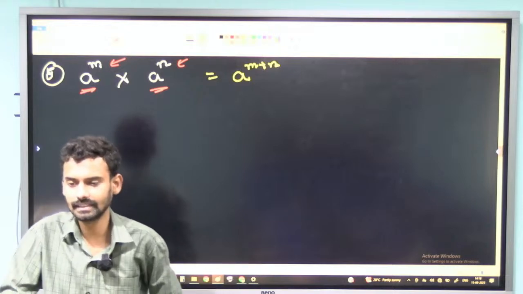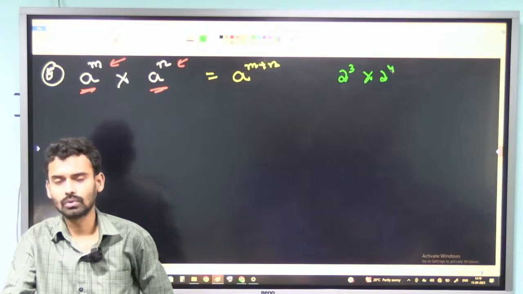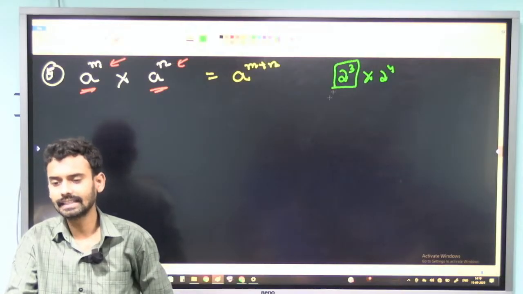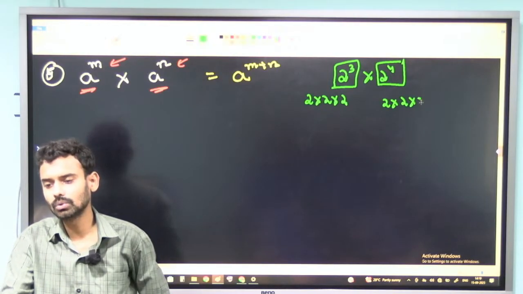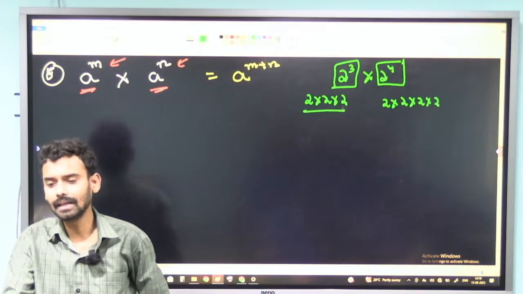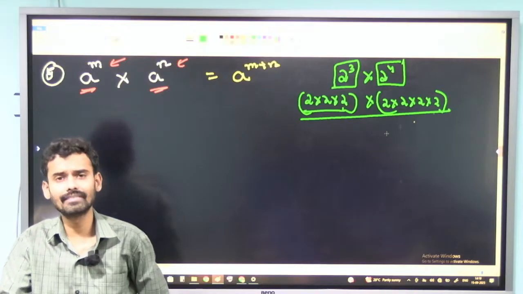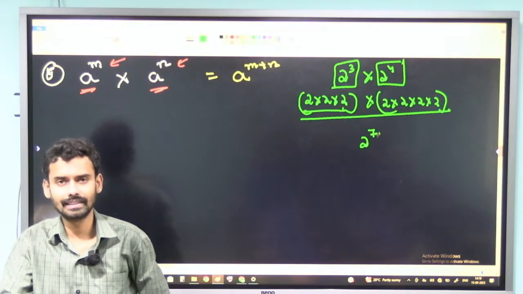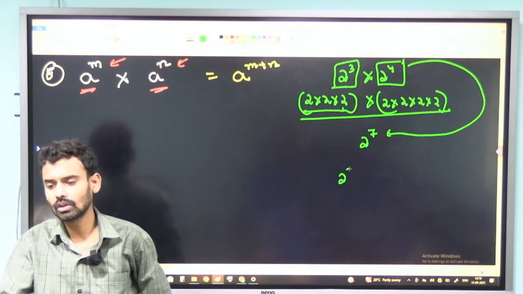The reason behind this is, if I consider 2 to the power of 3 into 2 to the power of 4. Now 2 to the power of 3 I can expand as 2 into 2 into 2, and 2 to the power of 4 I can expand as 2 into 2 into 2 into 2. Now if I multiply these two terms, it is simply multiplying 2 for 7 times, so it will be 2 to the power of 7, which is nothing but the addition of these powers. So we can write 2 to the power of 3 into 2 to the power of 4 as 2 to the power of 3 plus 4 directly.